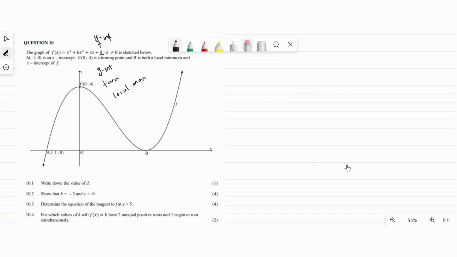So 10.2 says show that b is equal to negative 3 and c is equal to 0. So here what we need to do is use simultaneous equations to solve this question. The first part is that since they already gave us the coordinate of c, which I said is the turning point, we can find the first derivative because the first derivative gives us the turning point, right?